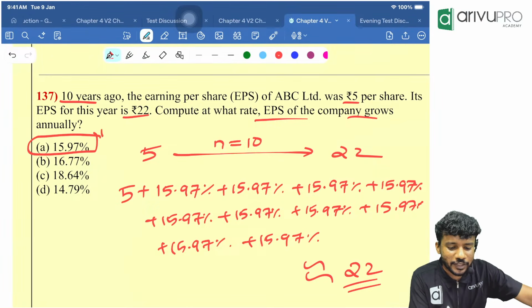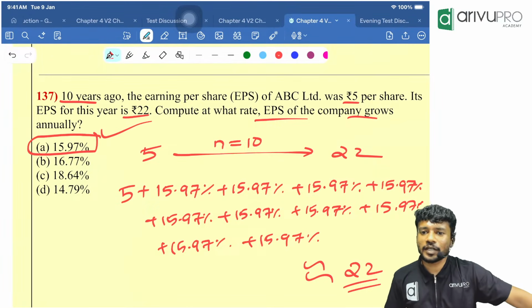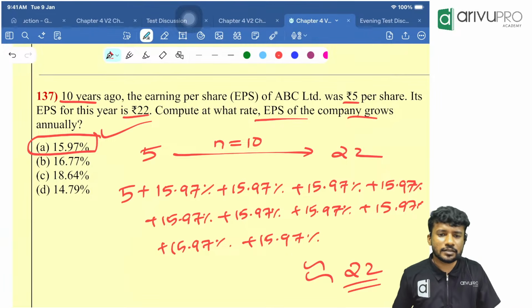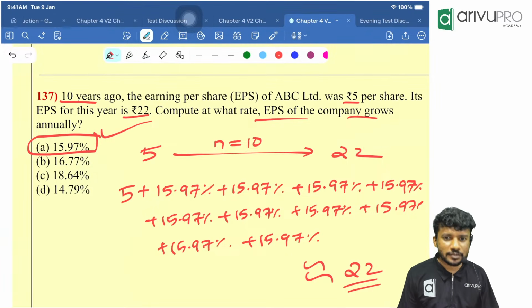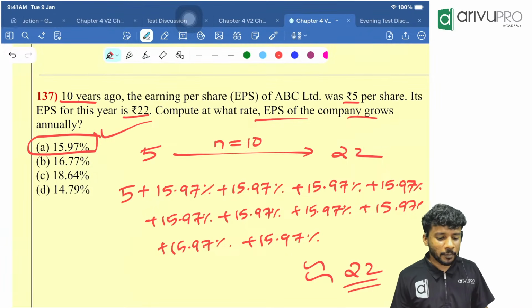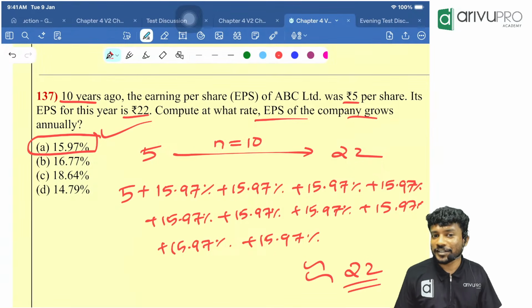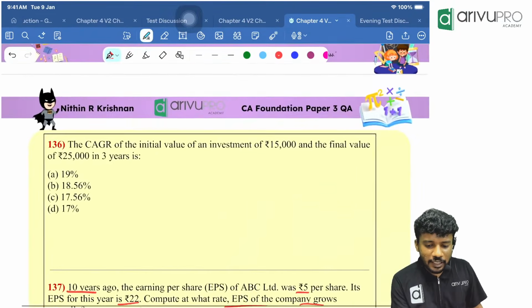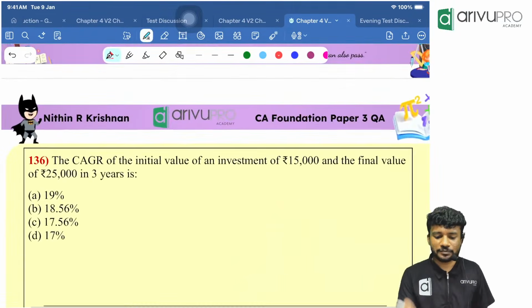So which option is your answer? Option A is your answer. Can this take 16 plus? If required, round off and try, but it's not necessary. Go with these approximate answers itself, because sometimes our option will have 16.1. Done with that, the final question from CAGR.